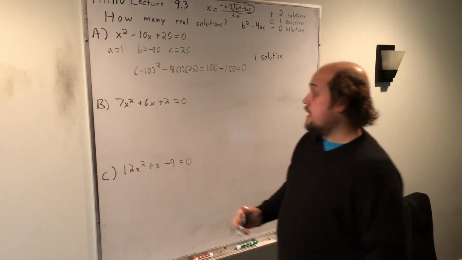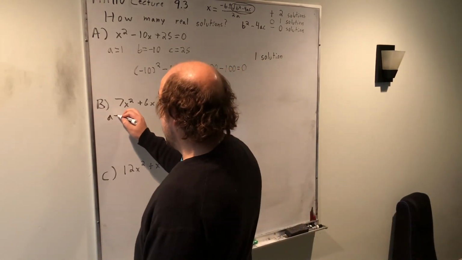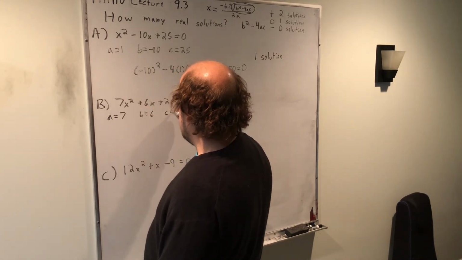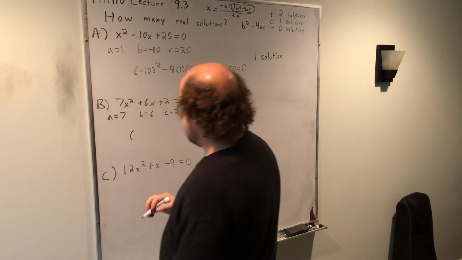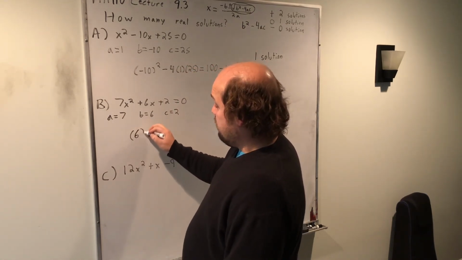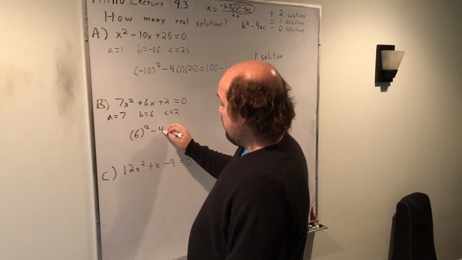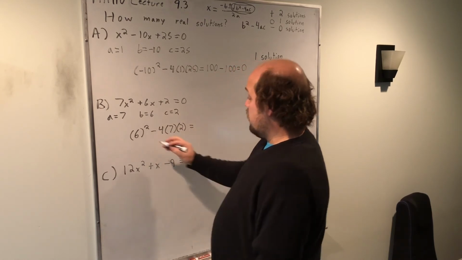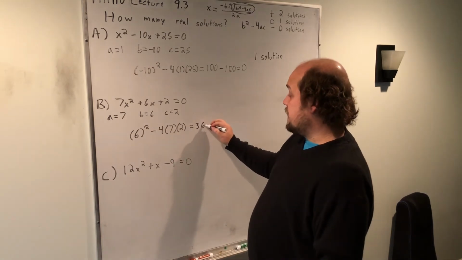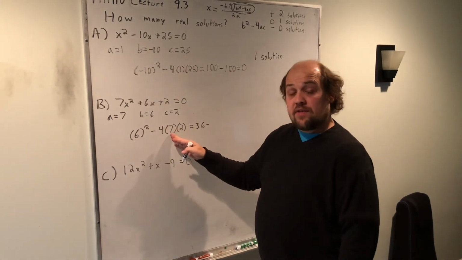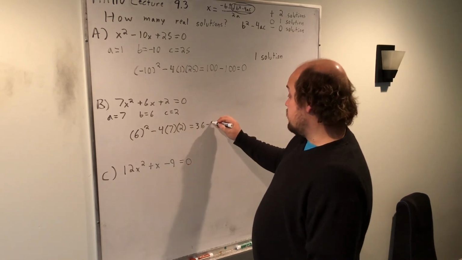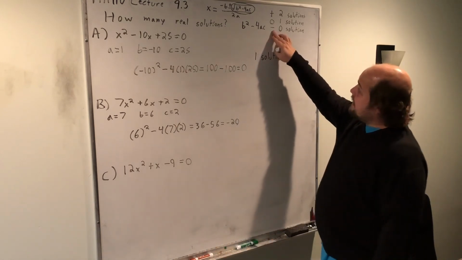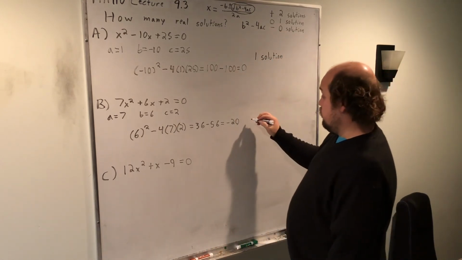In part B, we set up the same general idea. We pull out a equals 7, b equals 6, and c equals 2. If we then set up the discriminant, this discriminant should be b squared, or 6 squared, minus 4 times a, which is 7, times c, which is 2. 6 squared gives me 36. 4 times 7 gives me 28, times 2 gives me 56. So I get negative 20 as my answer. When I get a negative answer, that means there's 0 solutions.